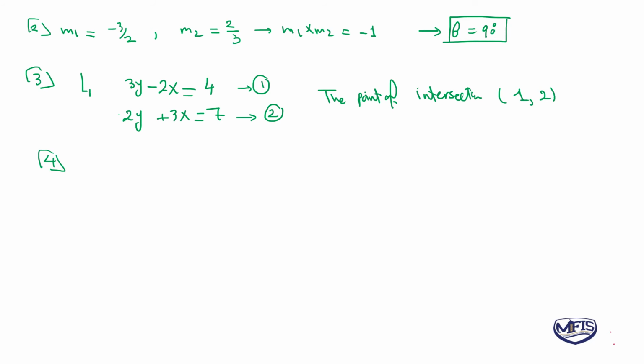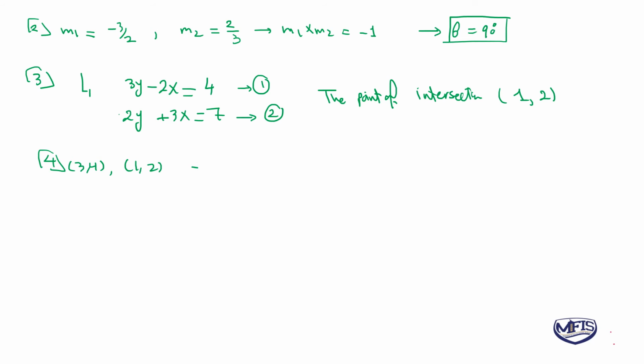And number 4, we want to find the equation of the line passing through the point of intersection of the two straight lines and the point (3, 4). So we have two points: the point of intersection is (1, 2), and we have another point which is (3, 4).